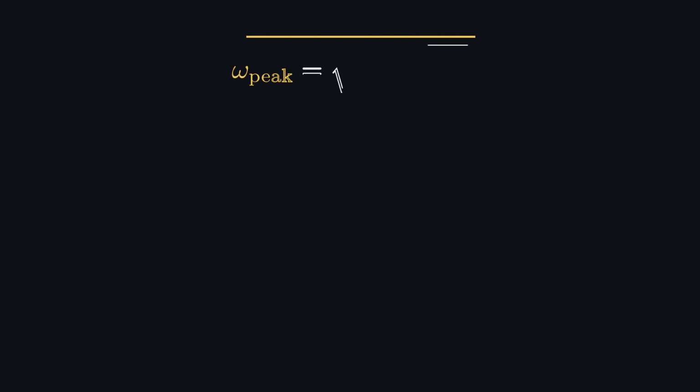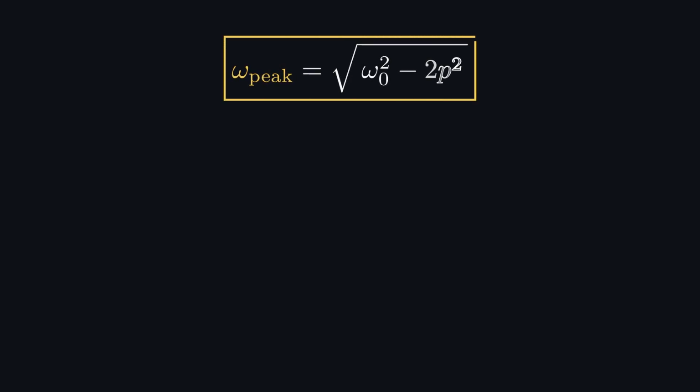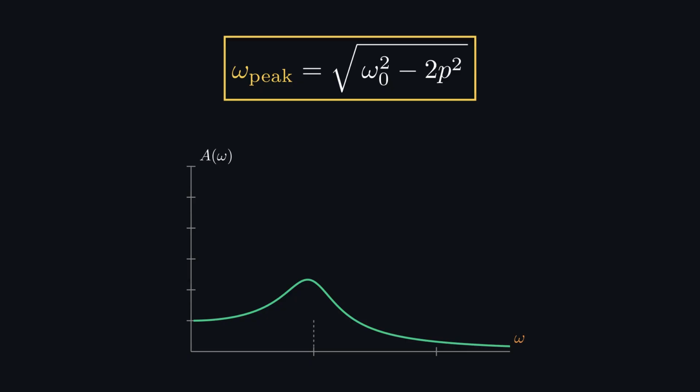Grind through the algebra, it's just a parabola in omega squared, and the denominator bottoms out at omega equals the square root of omega naught squared minus 2P squared. Look at that, not at omega naught, a little below it. The peak amplitude sits just under the natural frequency, pulled down by the damping.